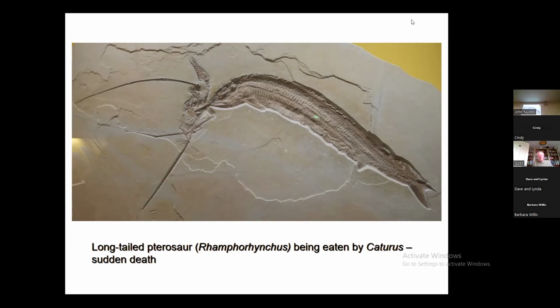What a wonderful fossil it is. Somewhere there is a little fish preserved in the jaws of the pterosaur as well, but you can't really see that on that picture.